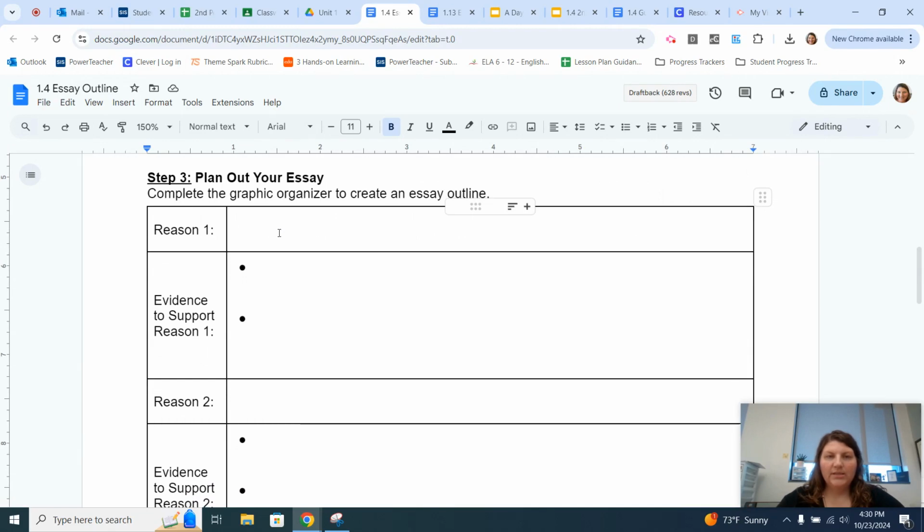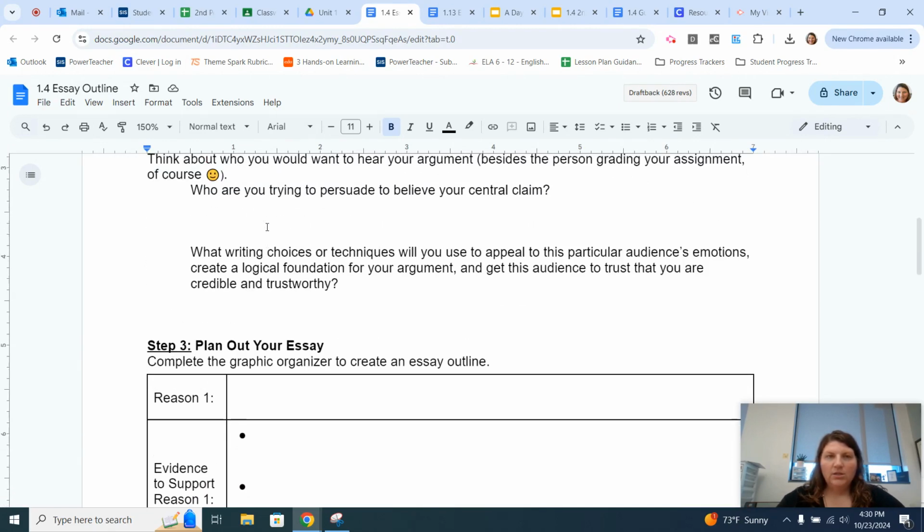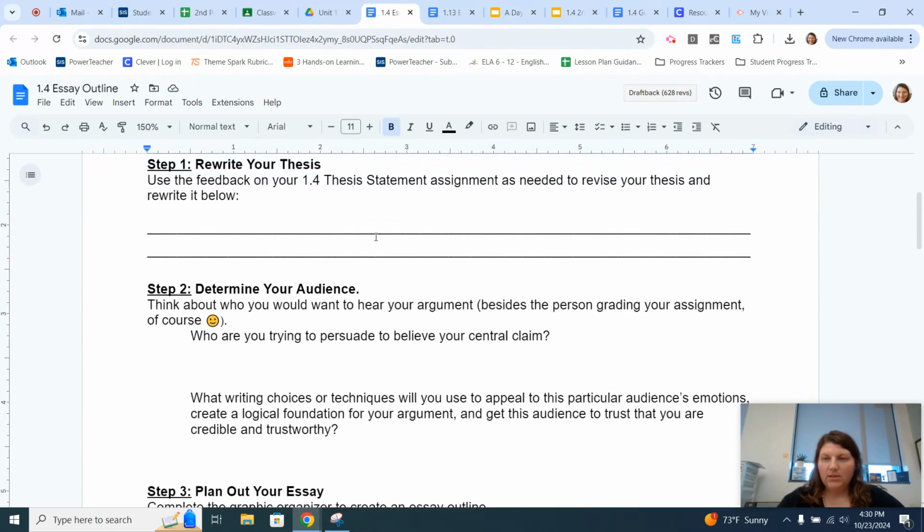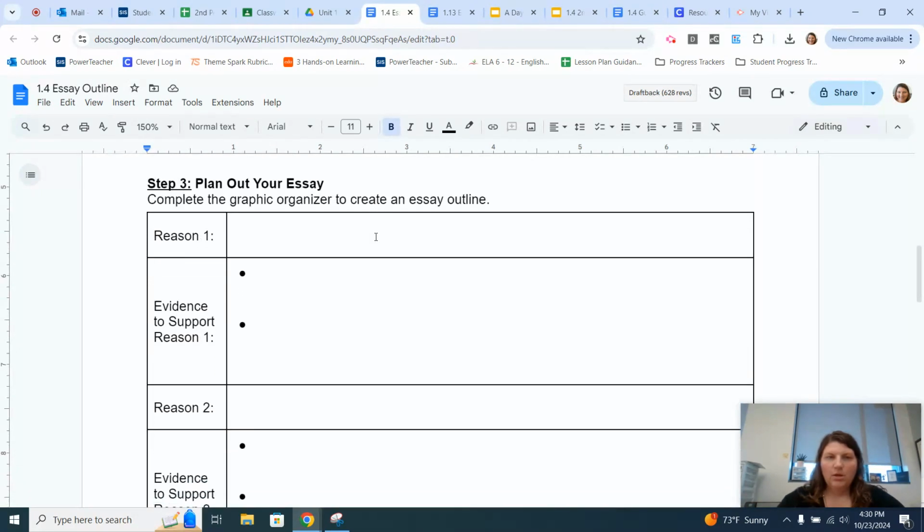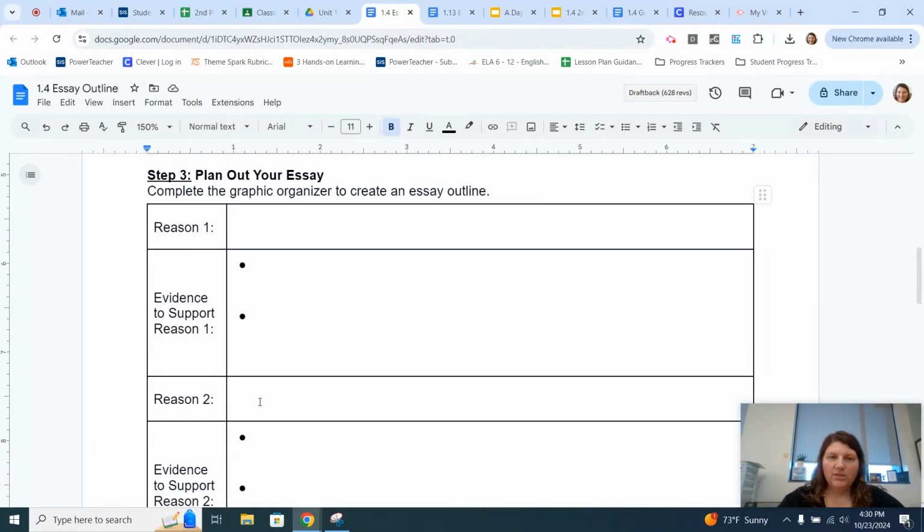Take your 2 reasons from your thesis statement. So whatever comes after because, reason 1, reason 2, put those down here, reason 1, reason 2. And then we need 2 pieces of evidence for each reason, okay? 2 pieces of evidence for each reason.